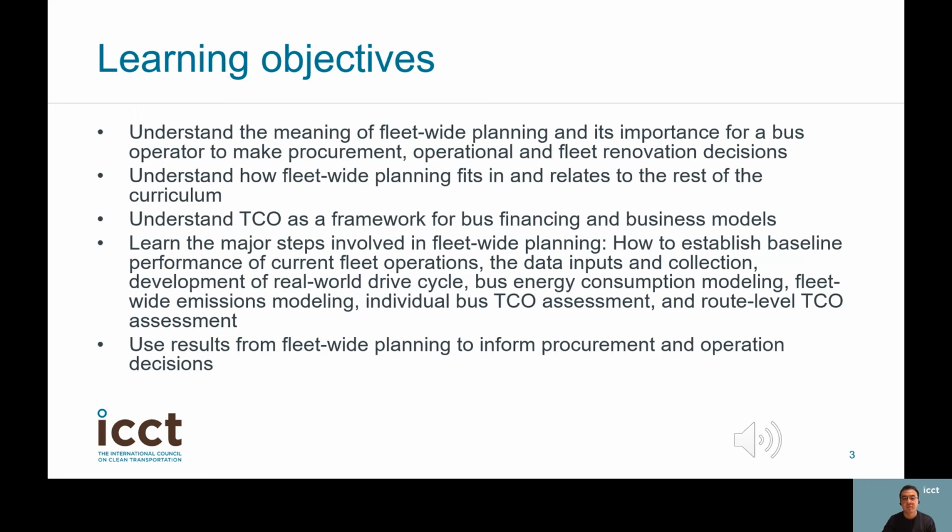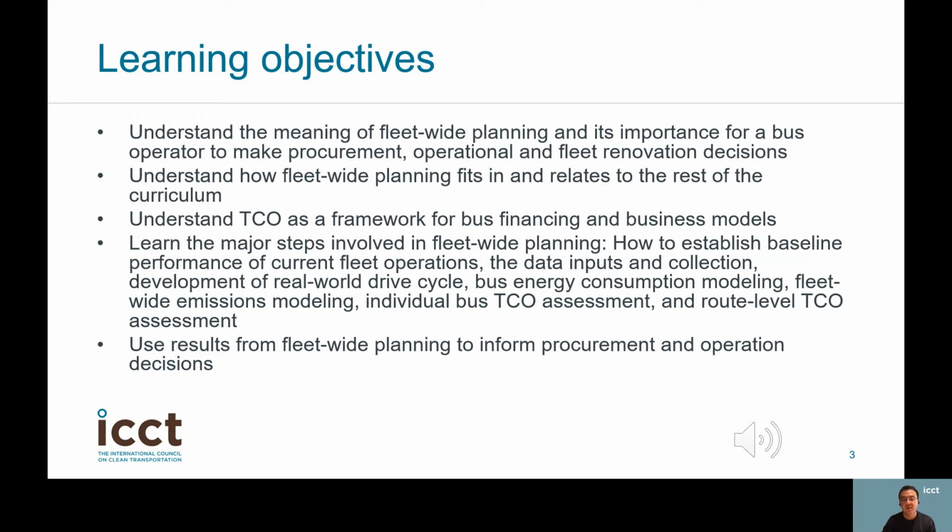Here are the key learning objectives from this module. Understand the meaning of fleet-wide planning and its importance for a bus operator to make procurement, operational, and fleet renovation decisions. Understand how fleet-wide planning fits in and relates to the rest of the curriculum. Understand total cost of ownership as a framework for bus financing and business models.